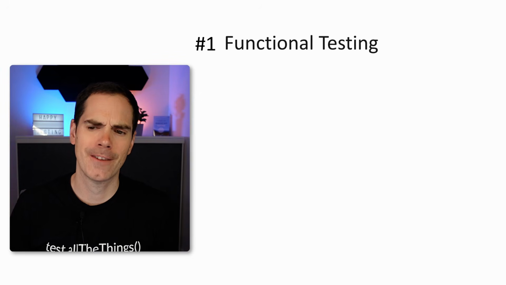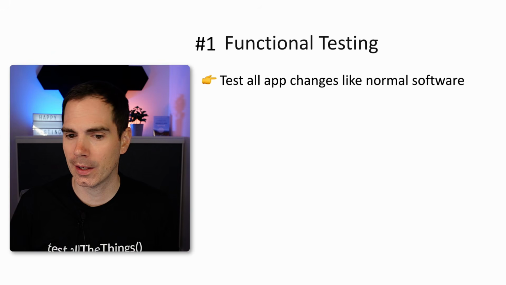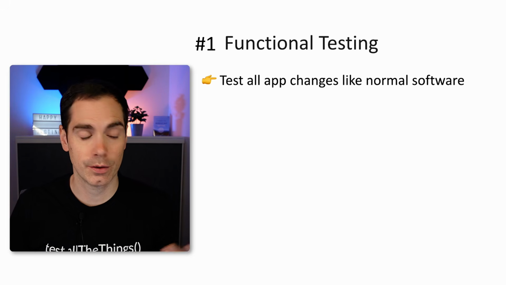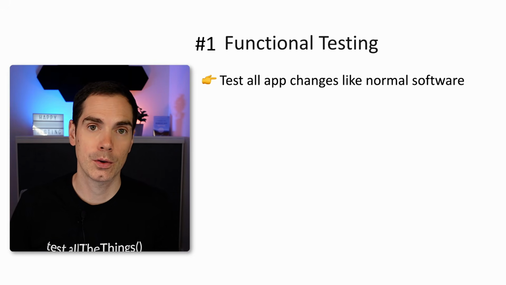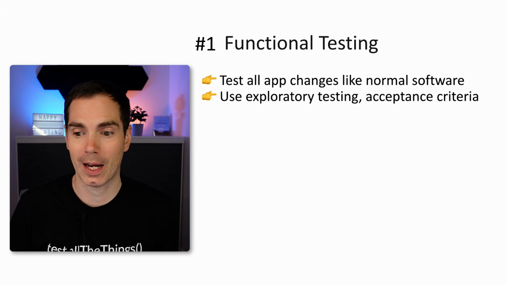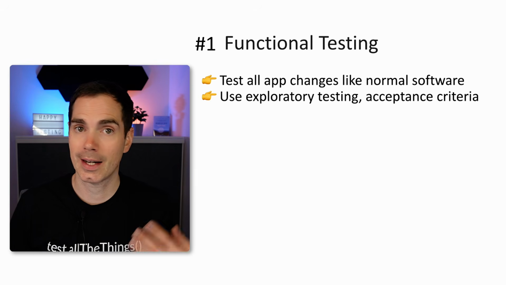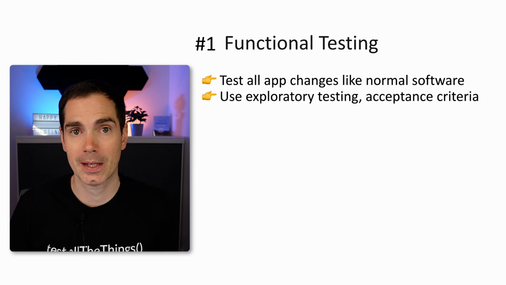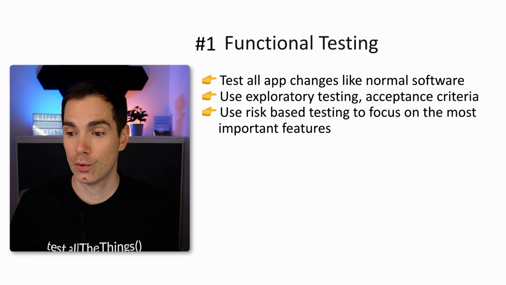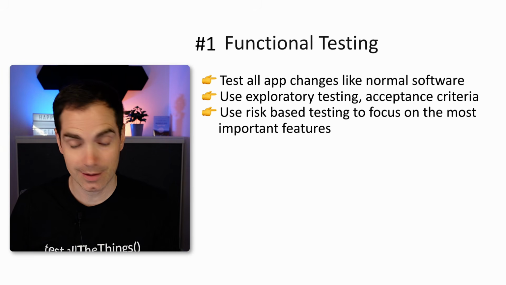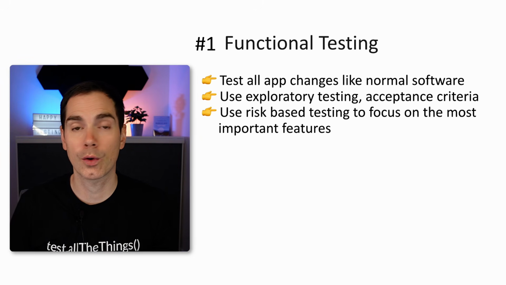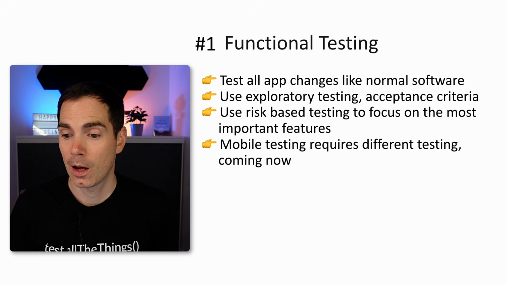So first of all, functional testing is a no-brainer, right? I mean, test all app changes like normal software. It's software running on a smart device, on a smartphone, on a tablet. Do it accordingly. Whatever you have learned in software testing, do the same things for mobile apps. Use exploratory testing, acceptance criteria testing, risk-based testing and whatnot, different techniques in order to test the features from a functional point of view. As I said here, use risk-based testing to focus on the most important features.